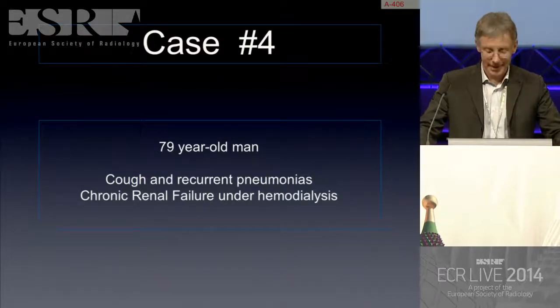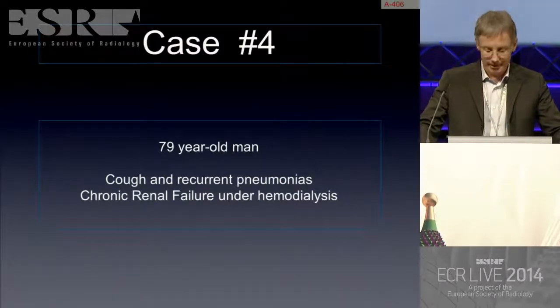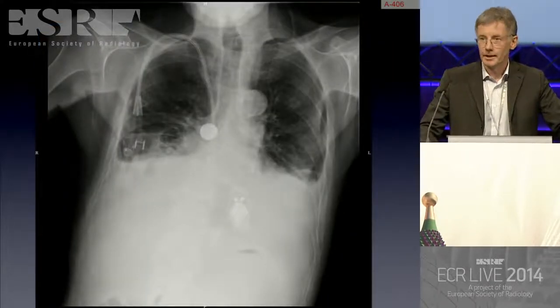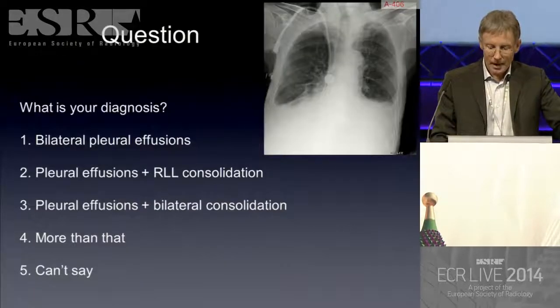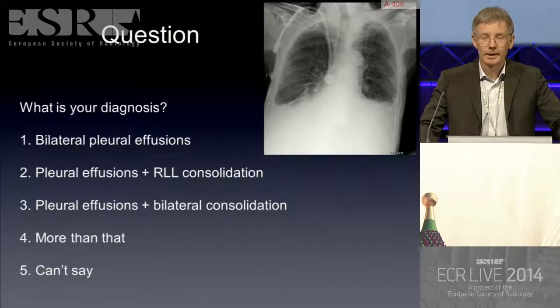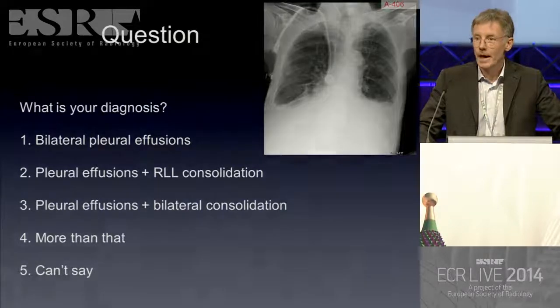So, 79-year-old man now with cough and recurrent pneumonias. He has chronic renal failure, and he's under hemodialysis. Here is his chest X-ray. Here is the question. What is your diagnosis? Bilateral pleural effusions, pleural effusions with right lower lobe consolidation, pleural effusions with bilateral consolidation, more than that, or can't say. So please vote now.